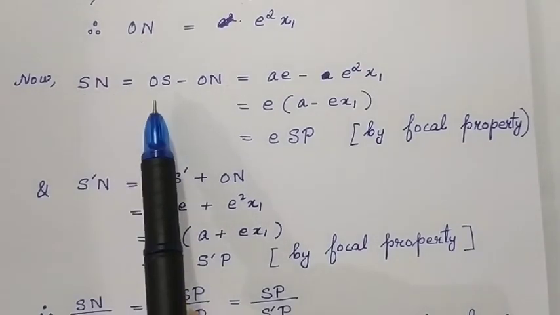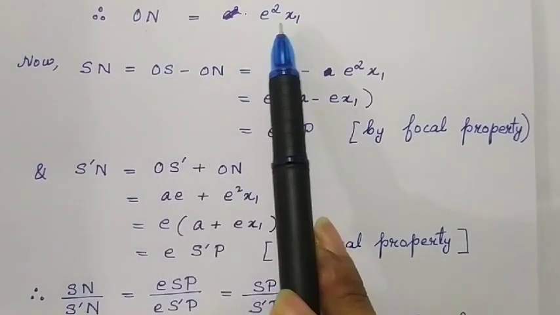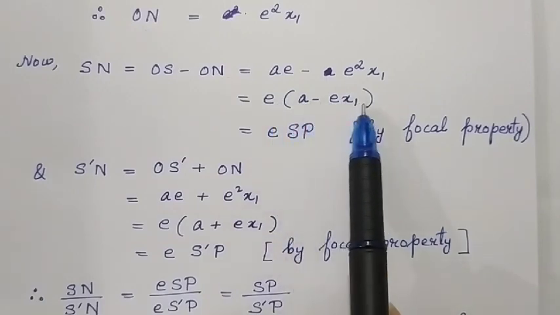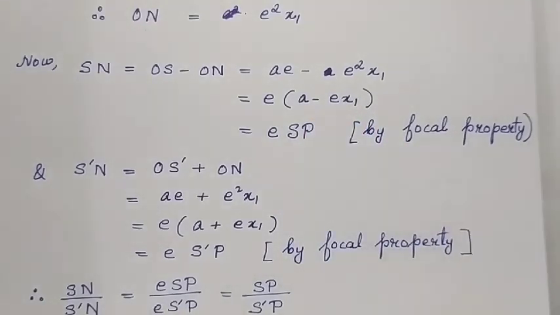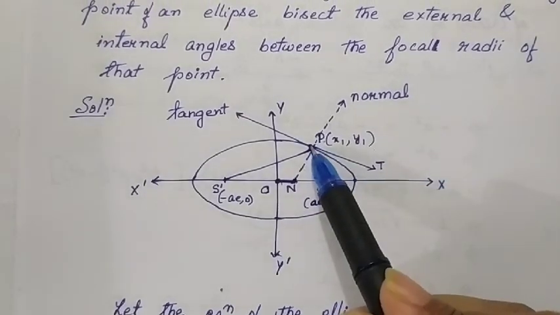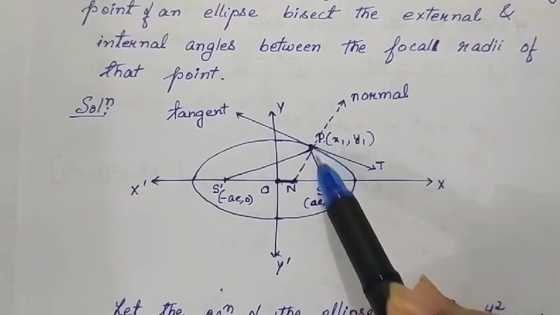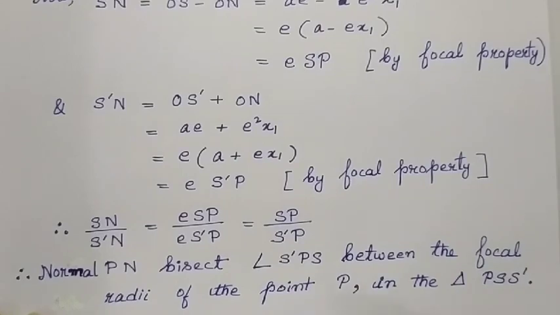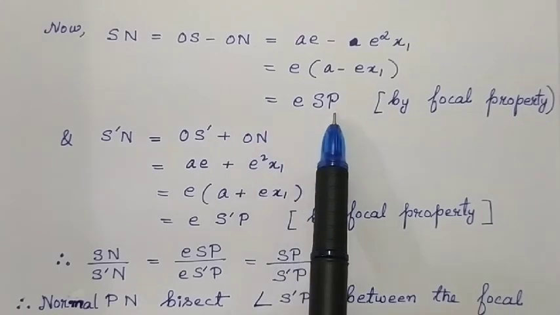SN will be equal to OS minus ON. The OS value, which is our focus, is AE, and ON we have found just now. We can take e common, which will be a minus ex1, and this we can write as SP. This is a property of the focus. See here how we can write SP. This was our S, this was our P. So our a minus ex1 will be our SP. So here we got SN equal to e times SP.